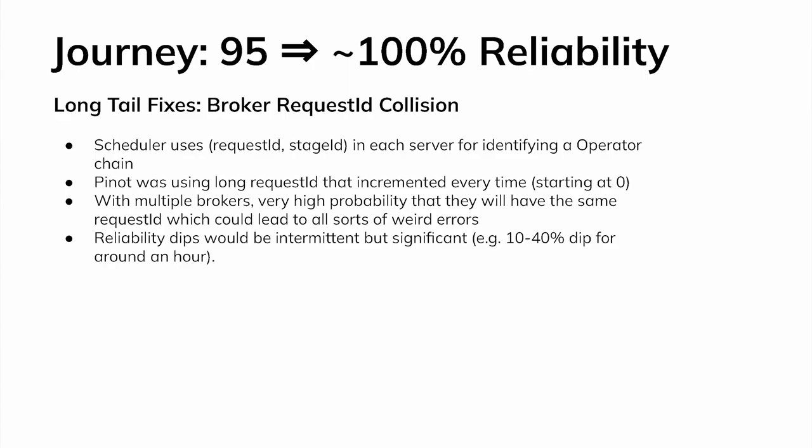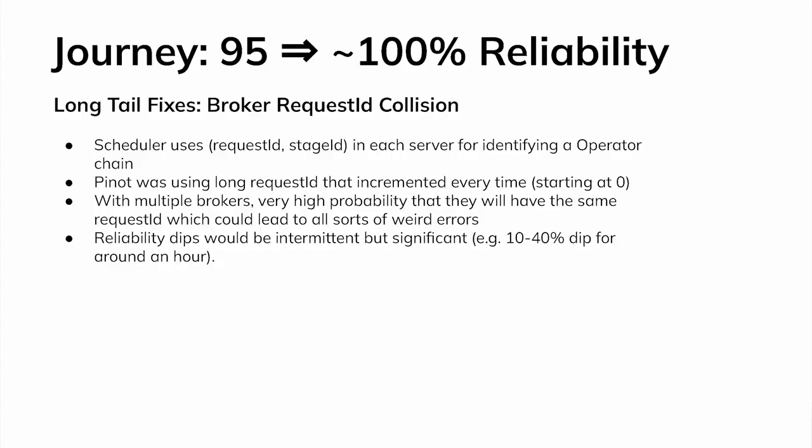So this was back in March, we were around 95%. And finally people were like, okay, this is maybe going to work out. We have to look at the last 5%. And we started looking into the other issues. Then we found out that our scheduler uses a request ID, which is sent to us by the broker. And the request ID is a long integer, which is incremented from 0. So obviously, if we have multiple brokers, then they'll collide at some point. And when they were colliding, we were seeing all sorts of funny issues.